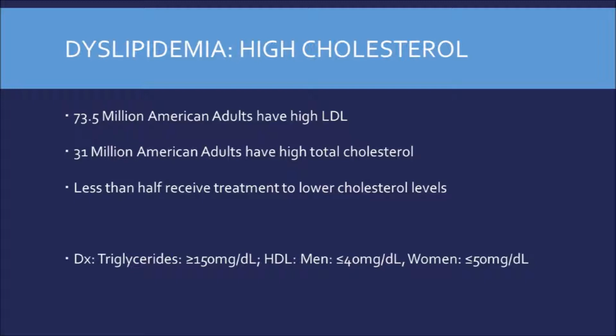Dyslipidemia is a combination of poor cholesterol levels. 73.5 million Americans have high LDL, with 31 million Americans having a high total cholesterol. Less than one-half of Americans with high cholesterol receive treatment to lower their levels. A diagnosis of dyslipidemia is made with triglycerides at or greater than 150 milligrams per deciliter, and with HDL being less than 40 milligrams per deciliter in men and less than 50 milligrams per deciliter in women.